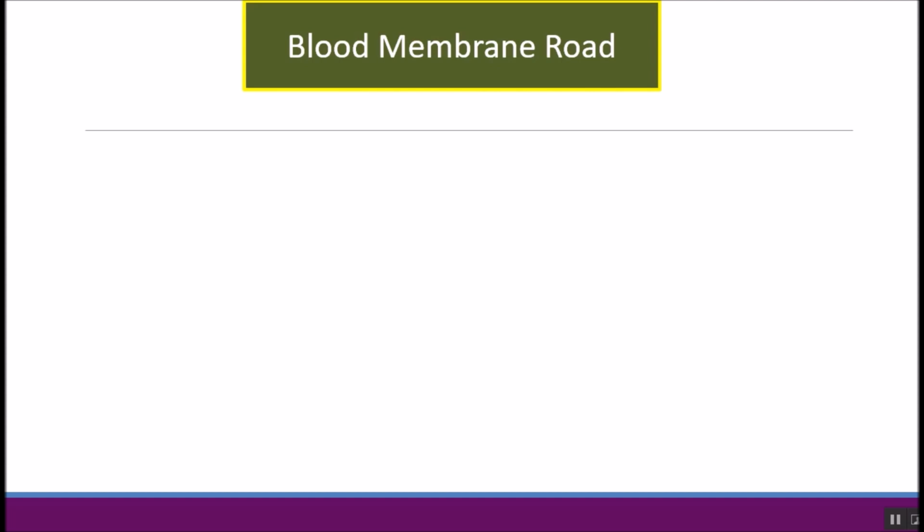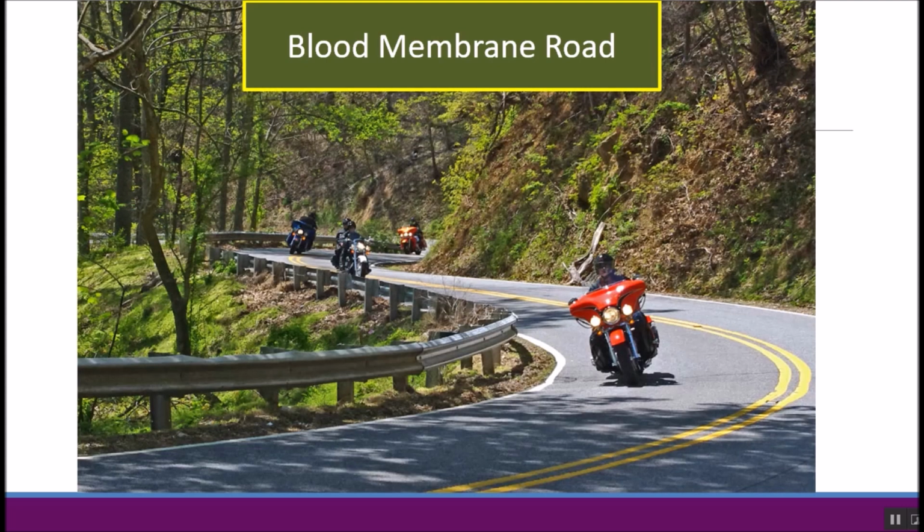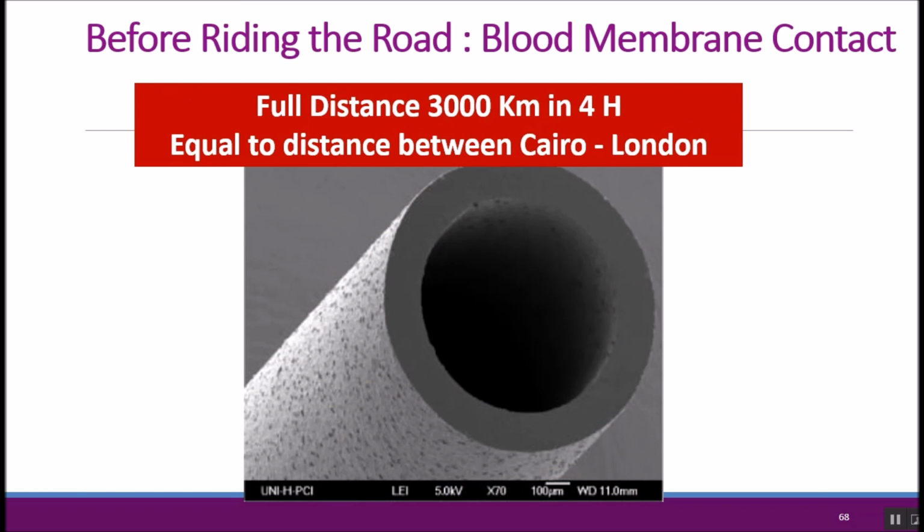Blood membrane contact. The blood membrane contact means that whenever the blood flows through the fibers, it is in direct contact with the inner surface of the membrane. How much is this distance? It is around 3,000 kilometers in 4 hours.